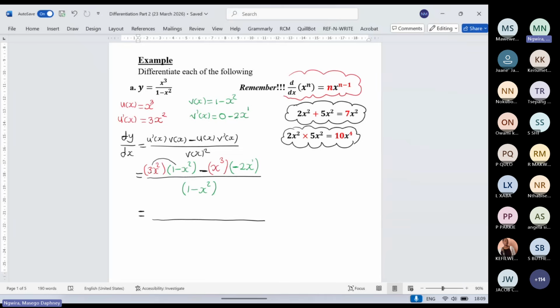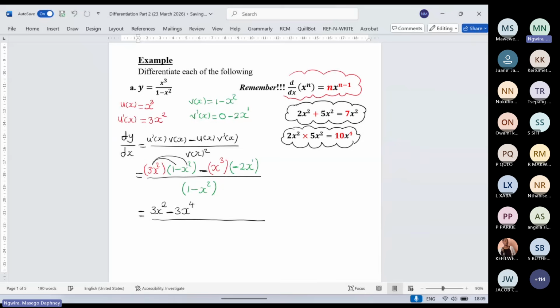So you distribute this, when I say 3x squared times 1, it's going to be 3x squared. And then you say 3x squared times, so you distribute, you also multiply again with x squared. You're going to get a negative, and then it's going to be 3, then x to the power of 4, because when you're multiplying, the exponent changes. So it's going to be x to the power of 4.